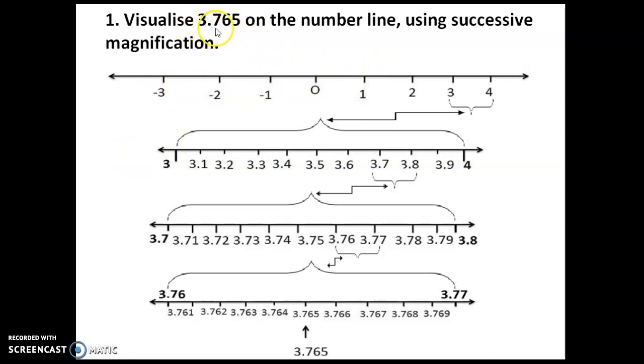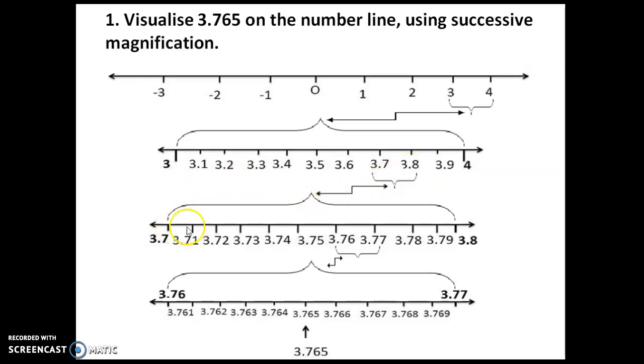3.765. So 3.7, first take the first decimal alone. 3.7, where will it be? It will be in between 3 and 4. That's why we are locating 3 and 4 here. Then after that, 3.76. Where will 3.76 be? It will be in between 3.7 and 3.8. This is the number line between 3 and 4. In that, 3.7 is here, 3.8 is here, and in between that only we have 3.76. So that we are magnifying in the next line.